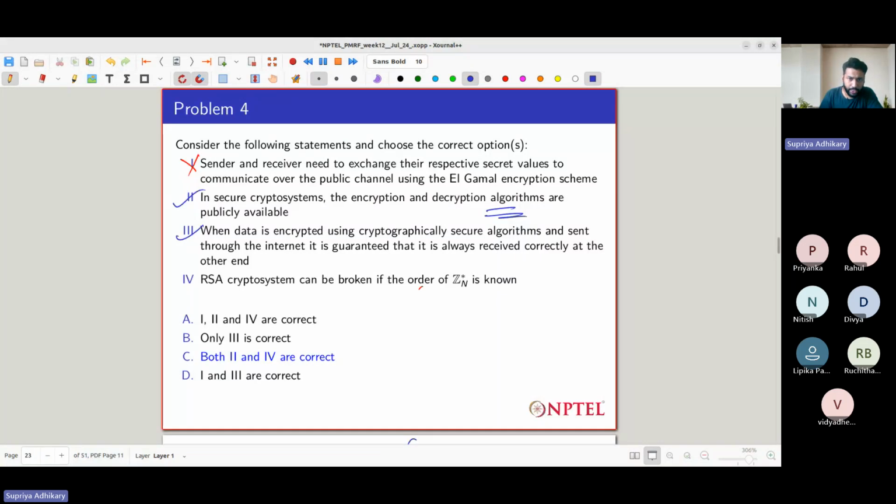But this kind of guarantee can be achieved if we use something else other than only cryptographic systems. Those have been discussed in some other courses. You can look that up. Okay, and the final statement is that the RSA crypto system can be broken if the order of Z n star is known.